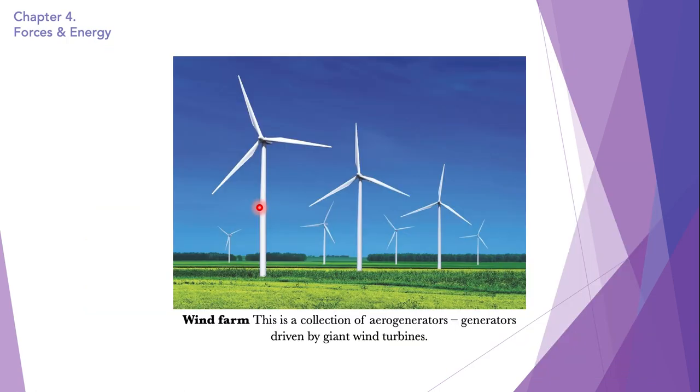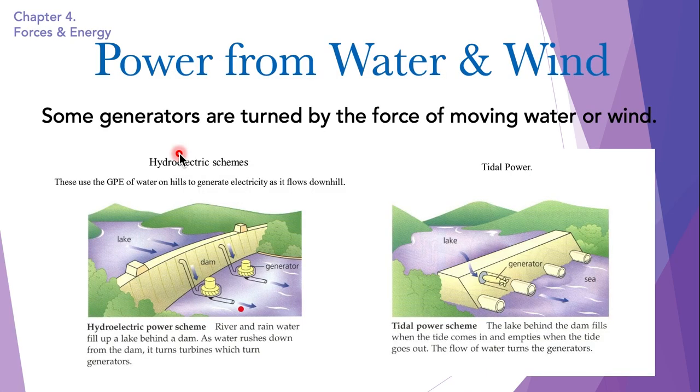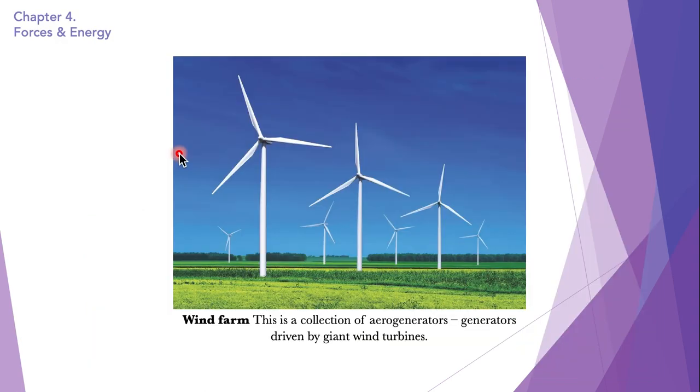We use power from water, and here we have the wind farm. This is a collection of aerogenerators, generators driven by giant wind turbines. Basically, wind is used over here. So these were the simple schemes and wind farms which use water and wind to form energy. Okay, this was all about that.